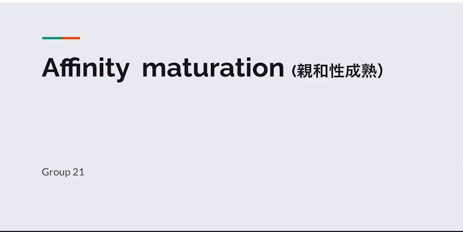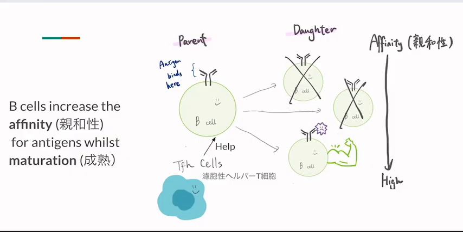Today, we will be explaining affinity maturation. Affinity maturation is when B cells increase their affinity for antigens, maturing with the help of TFH cells, in Japanese, 濾胞性ヘルパーT細胞.